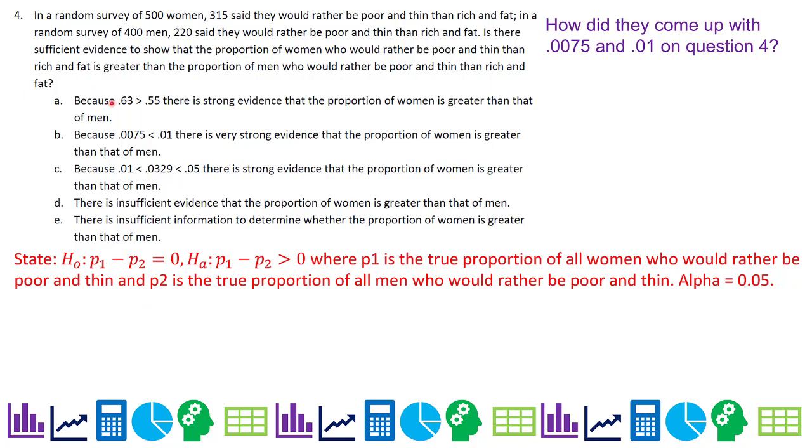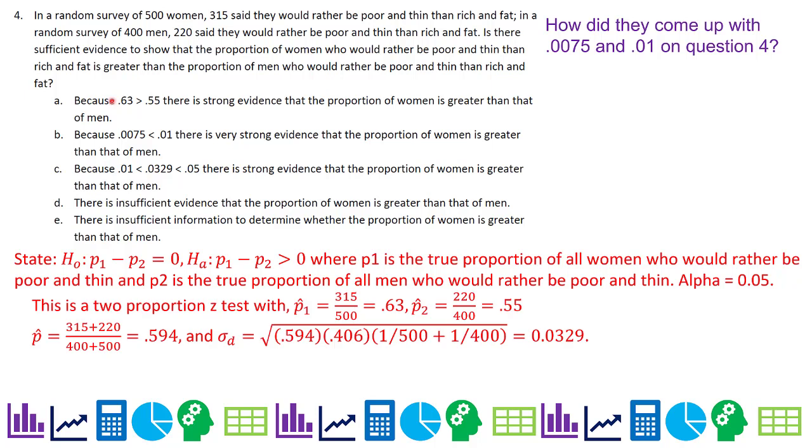Okay. And then I define what P1 and P2 are, where P1 is a true proportion of all women who would rather be poor and thin, and P2 is a true proportion of all men who would rather be poor and thin, and then I list my alpha of 0.05. So this is a 2-proportion z-test, and there's my 2 sample values. And then I can go ahead and calculate.